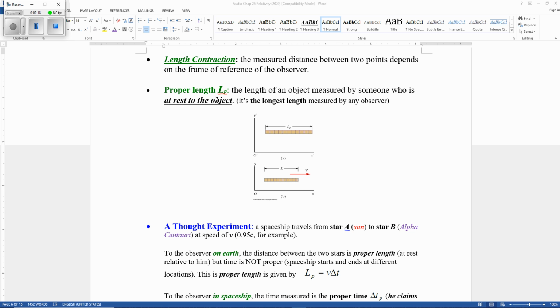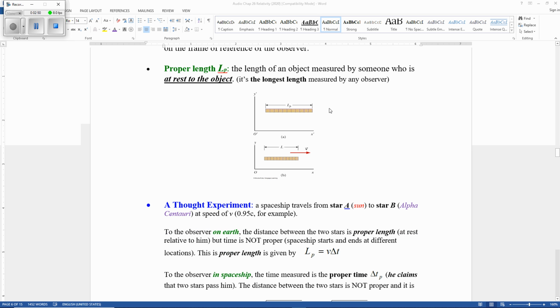Now, the proper length, I will use LP. LP, proper length, is the length of the object measured by someone who is at rest to the object. Okay, so the proper length is always the longest length measured by anyone.